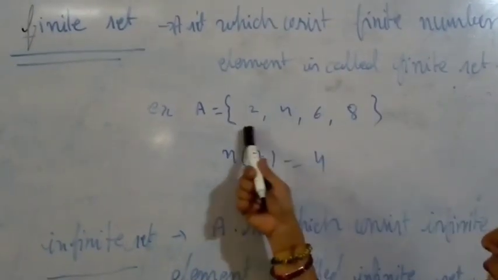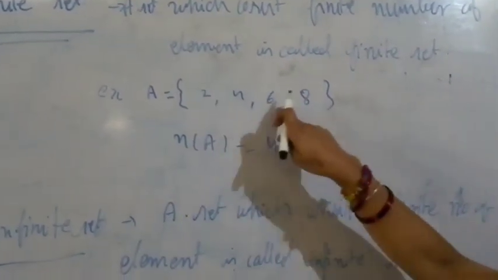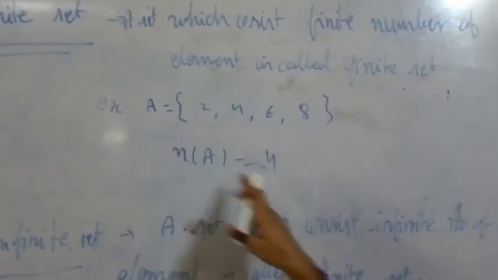And this is the cardinal number. How many elements are in this set is called the cardinal number. 1, 2, 3, 4, there are 4 elements here. It means the cardinal number of set A is 4.